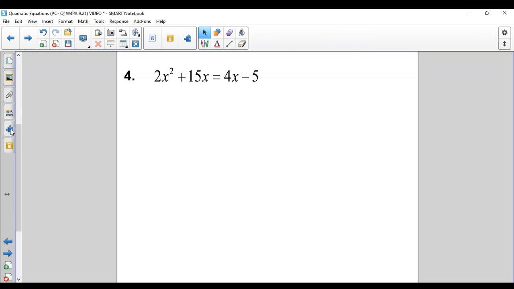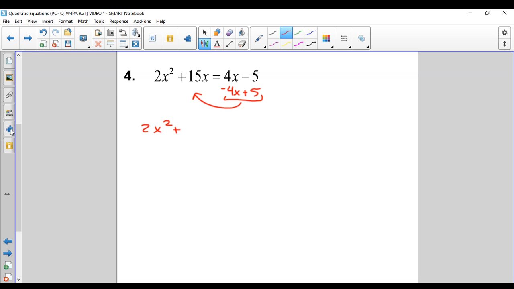Now, each of the last 3 problems has had everything on the same side. We need to go ahead and move everything to the left side. So we have 2x squared plus 11x eventually plus 5. You cannot factor until everything's on the same side. Check for a GCF. No go on this one. So we use the AC method.